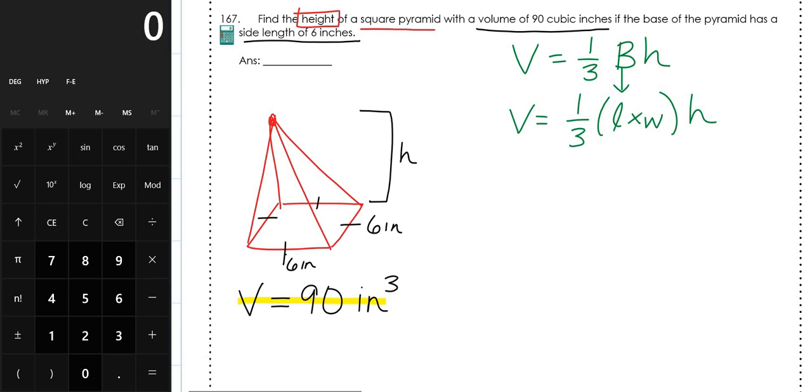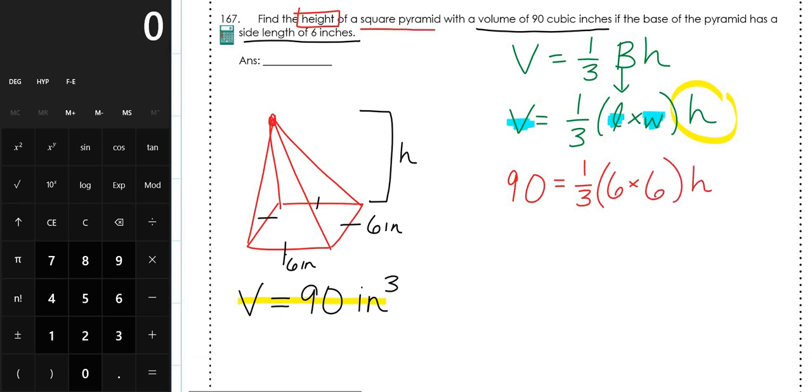Now let's take a look at what variables I can start filling in here. I have the volume, that's the 90. I have the length, that's 6 inches. I have the width, that's also 6 inches. What I don't have is the height, and that's my only remaining variable. So I'm going to be able to plug in and work backwards to get h. If we start plugging in, the volume is 90 equals 1/3. Length and width are both 6, and h is my variable.